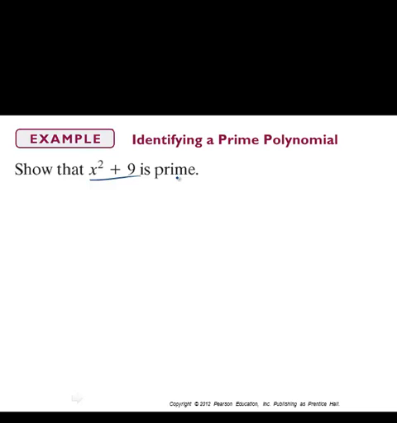Now, here we have x squared plus 9. Is that a prime polynomial? Meaning, can you factor it? Yes or no? And the answer is no. And my simple question is this: if it wasn't prime, then we would need to find two numbers whose product was 9, but whose sum was 0. And the answer is there aren't any such numbers. That's why x squared plus 9 is a prime polynomial.